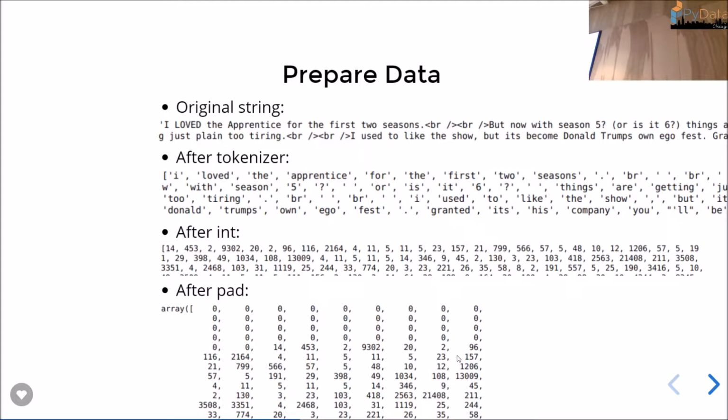And then the last thing is we need to make all these reviews the same length. Reviews vary in length, obviously, so we need to set a threshold. Let's say it's 200 tokens. If the review is shorter than that, we add a bunch of zeros. If the review is longer than that, we truncate it and hope for the best. You can look at how long your reviews are on average and set it from that. So that's prepping the data.